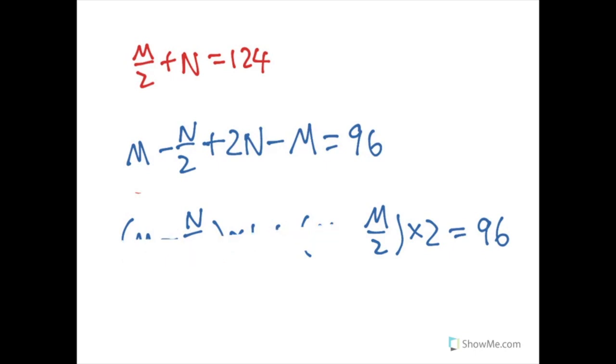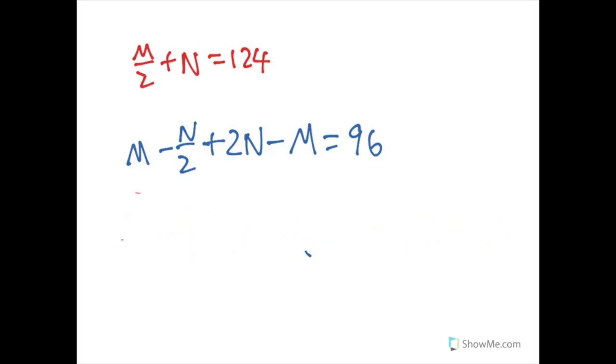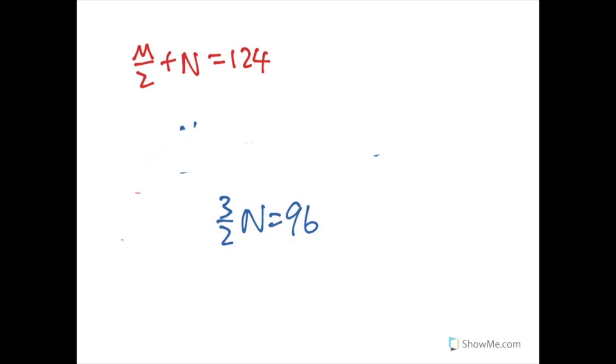And we can simplify this even further by combining the m's and the n's. And we get that the m's actually cancel over here. And so we get that 3 over 2 n is equal to 96. So from this, we can immediately solve for n. n is equal to 96 divided by 3 times 2, and this gives us 64. So n is equal to 64.